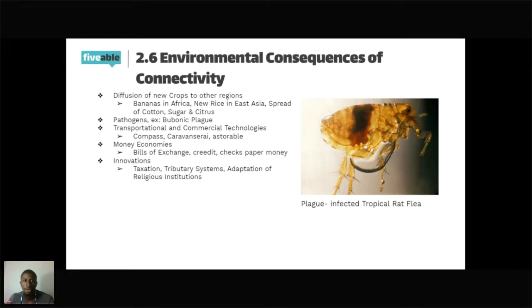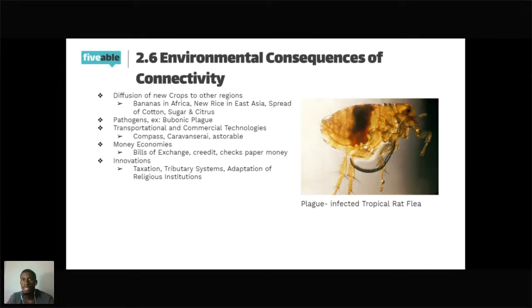Then you'll have your economies, such as the bill of exchange, your credit. You see how I spelled it? Just for emphasis. And then you're going to have checks and paper money, building your economy from this spread of new ideas.